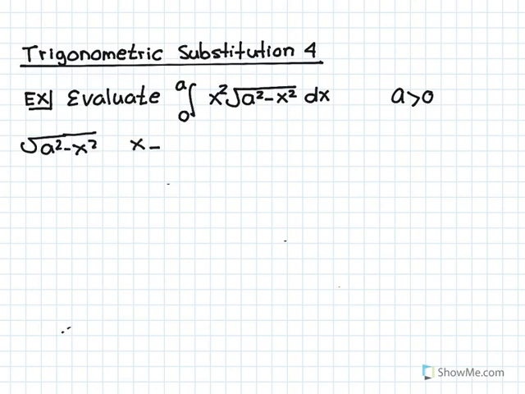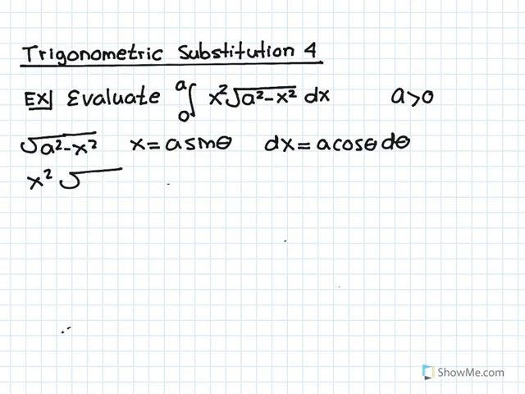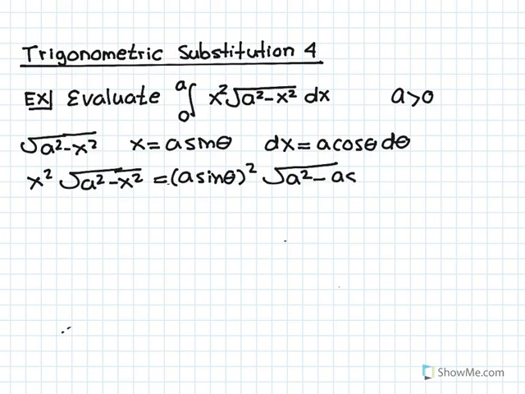So we will make the transformation x is equal to a sine theta. That is a trig substitution we'll be applying. Differentiate both sides, we get dx is equal to a cos theta d theta. Derivative of sine is cosine. So the integrand is x squared times the root of a squared minus x squared. Let's substitute x in, and we will get a sine theta, all squared, times the root of a squared minus x squared, that's going to be a sine theta, all squared.